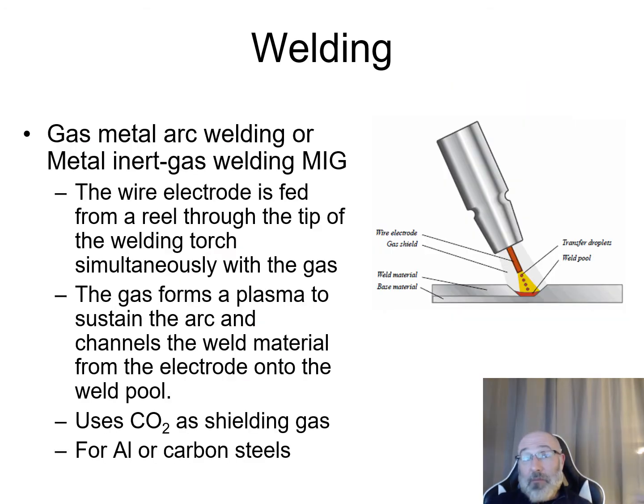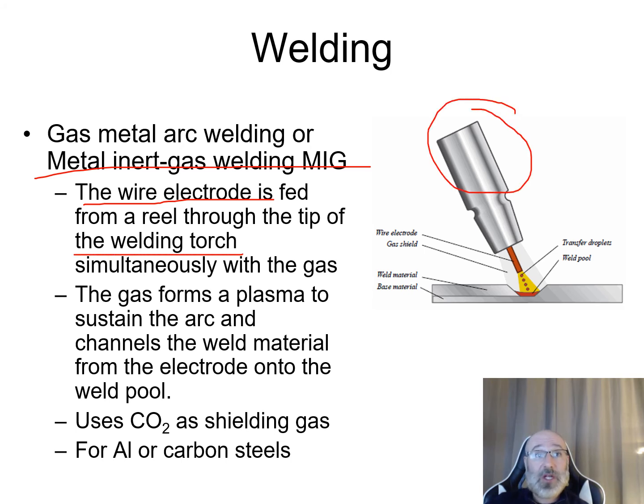So now I want to take a look at MIG welding, or our metal inert gas welding. This is something that you might even have in your garage. It's a little bit easier to use. With MIG welding, we have a wire electrode that's going to be fed from a reel through the tip of the welding torch. Down here is the tip of our welding torch right here. And not only is this electrode going to be fed from our reel out through this, but we're also going to be simultaneously feeding our gas down through this. So you can see there's our wire electrode and there's our gas shield around it.